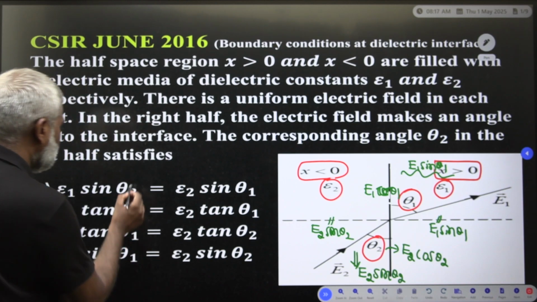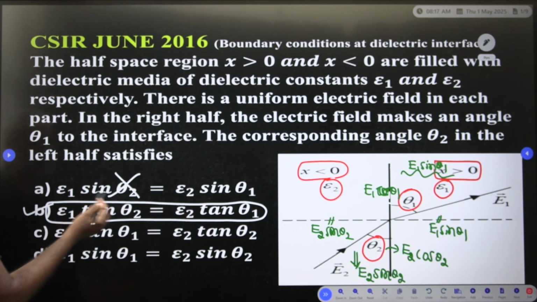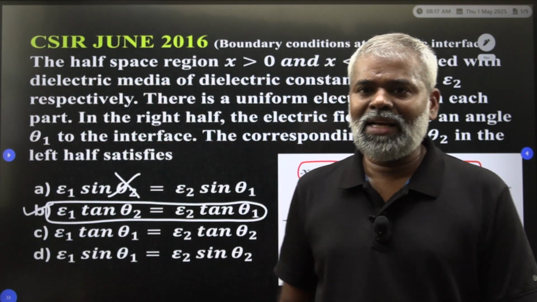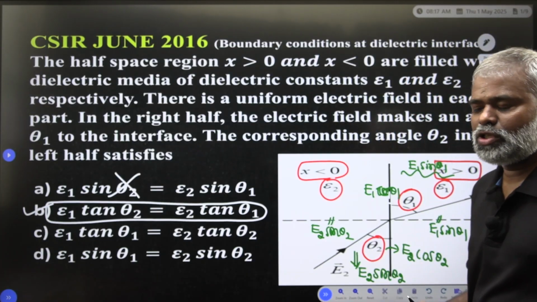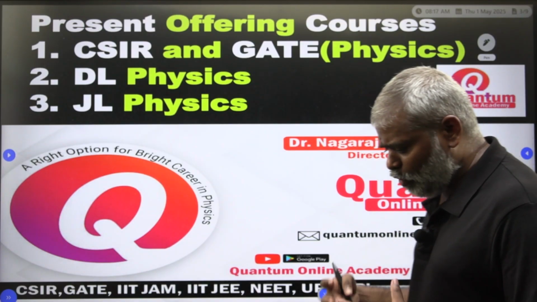Which answer is correct? So epsilon 1 tan theta 2 is equal to epsilon 2 tan theta 1. So that is the correct option. Like this we have to do in our competitive examination. Clear?